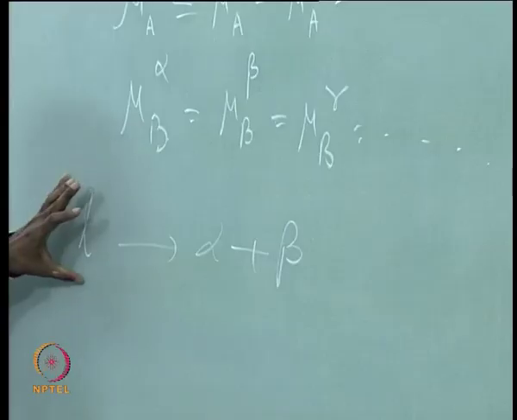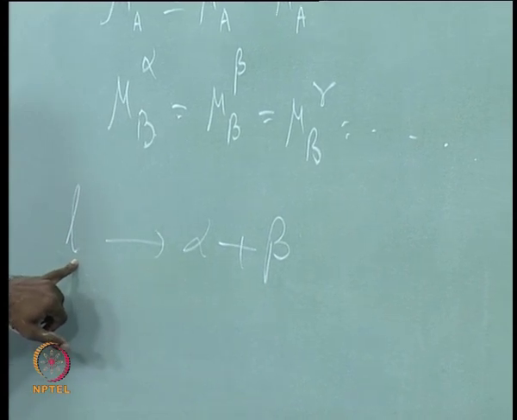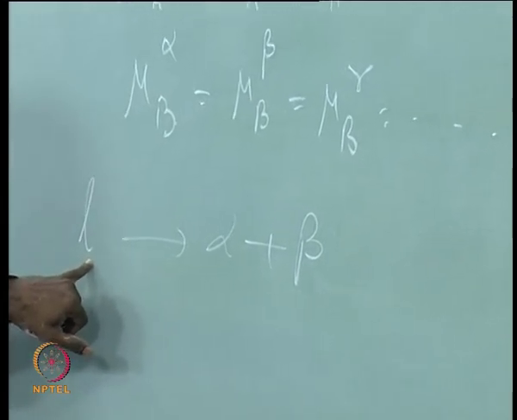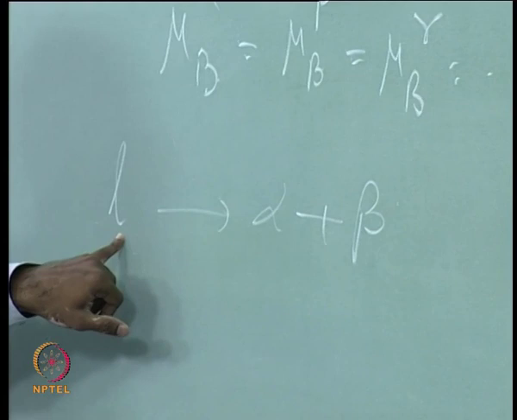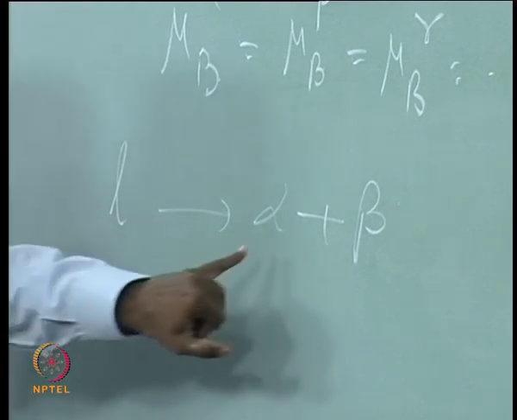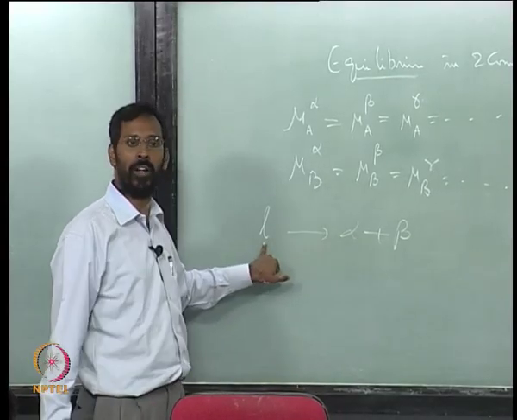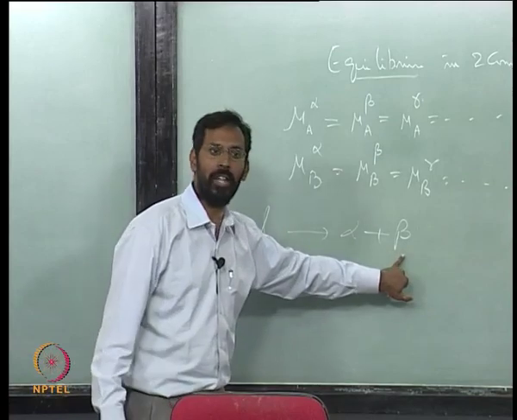If I want to describe this liquid, I need to describe what is its composition, how much of A is there, how much of B is there in this. But if I tell about how much of A is there, automatically I am telling how much of B is there. Similarly, I need to tell what is the composition of alpha. Composition of alpha is not same as composition of liquid. Similarly, composition of beta is not same as that.